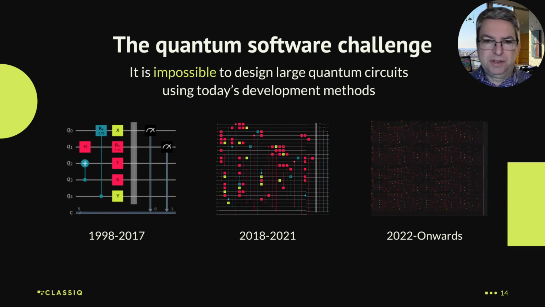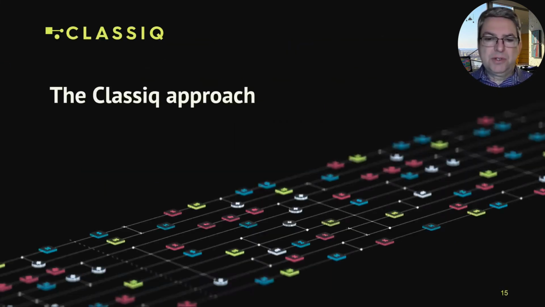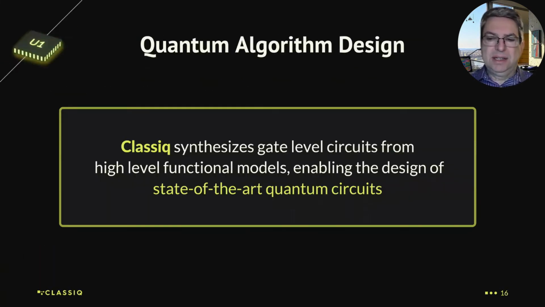We have a different approach. Our approach is to synthesize gate-level circuits from high-level functional models. Essentially, we give the user the opportunity to define a high-level functional model of what the circuit should do, and then Classiq automatically synthesizes that into an optimized quantum circuit that works on a wide range of back-end hardware.